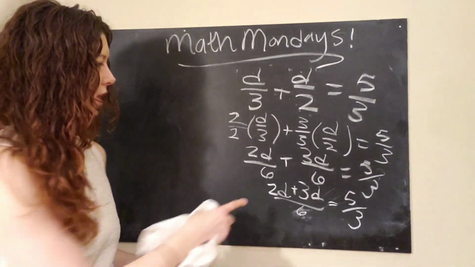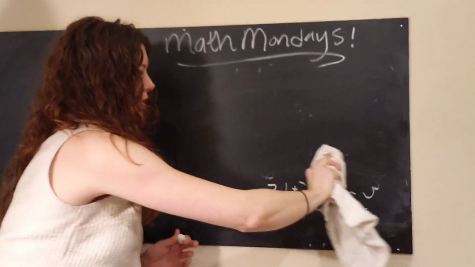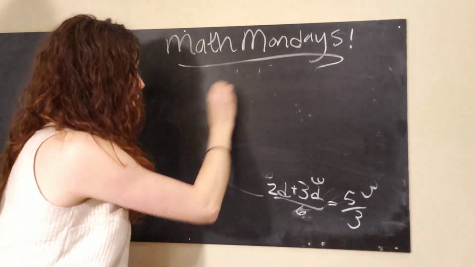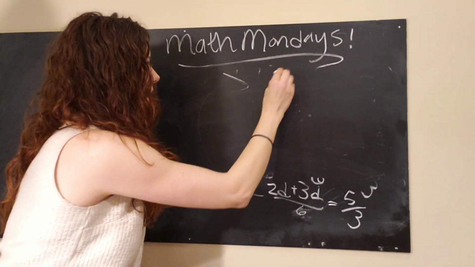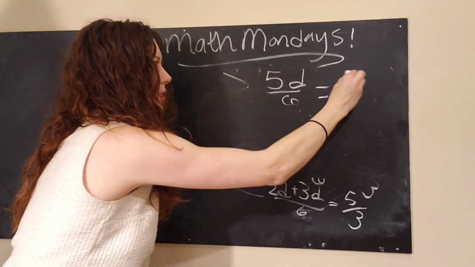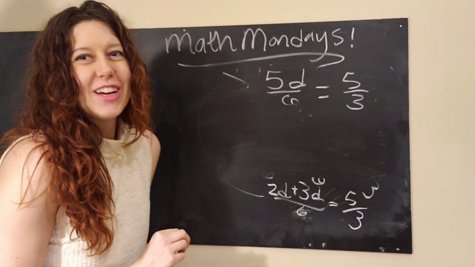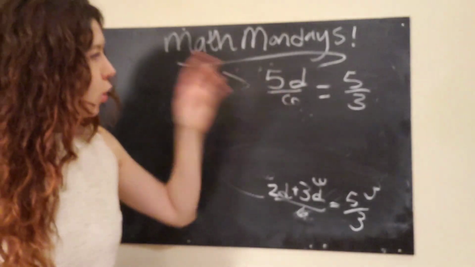And you might be able to guess where I'm going to go now. I'm running out of space. So we will erase all of this work, and we're going to go back up here. So then we get 5d over 6 equals 5 over 3. Huzzah! We can almost solve it now!